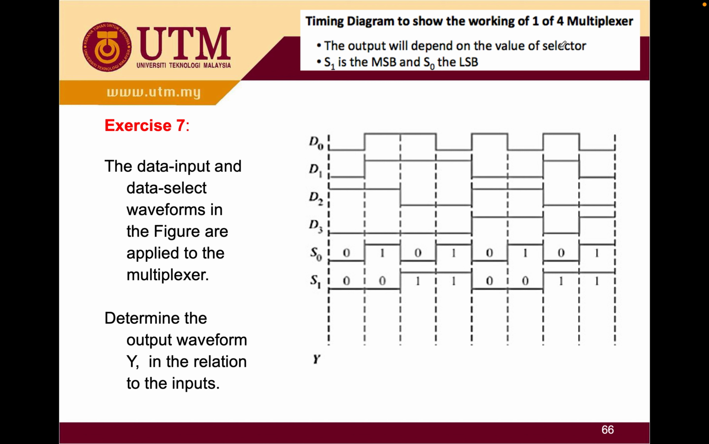Okay, this is your example exercise. Timing diagram to show the MUX 1 of 4, the multiplexer. The output will depend on the value of the selector, which is your data selector. S1 is the MSB, and S0 is the LSB. The data input. Okay, so you need to determine your output.